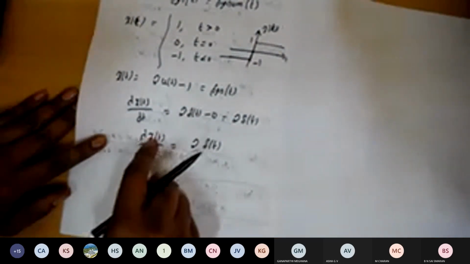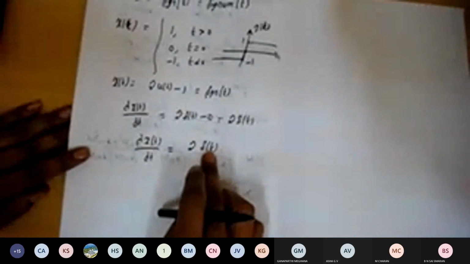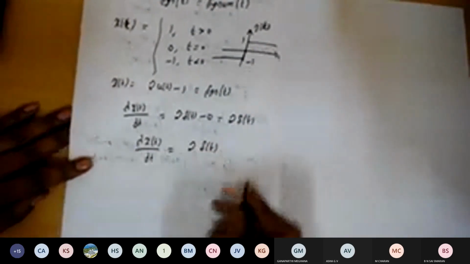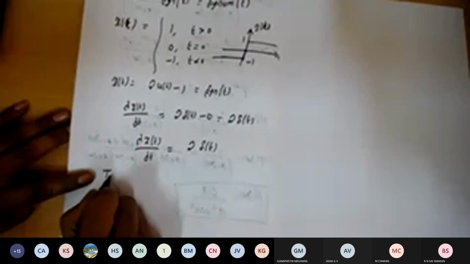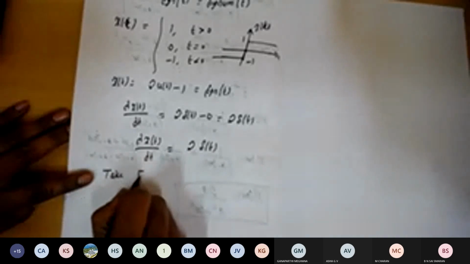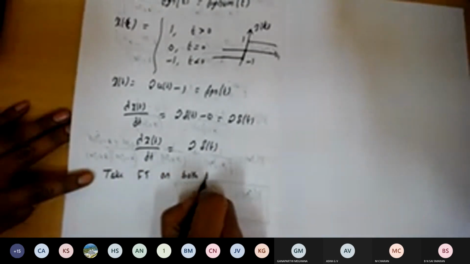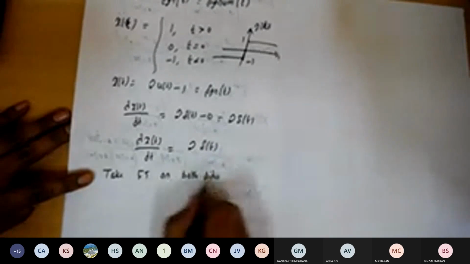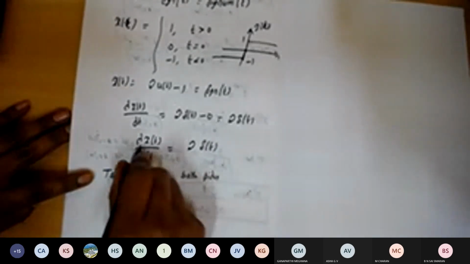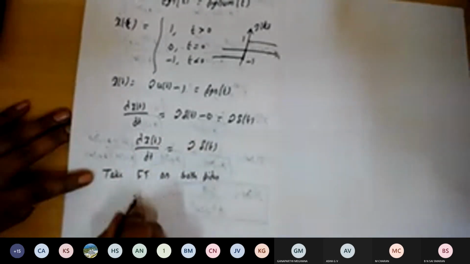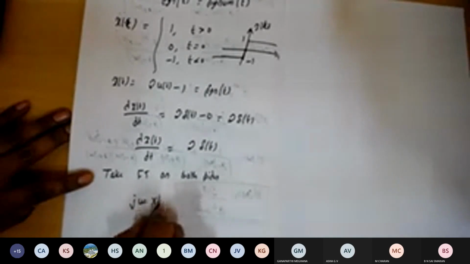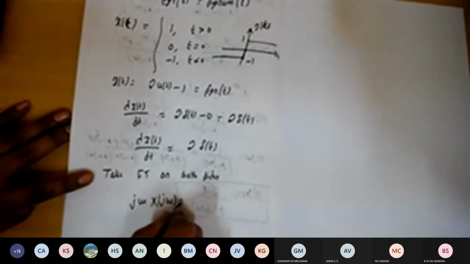So the Fourier transform of this one, as per this formula, is j omega into x of j omega. And the Fourier transform of impulse function we know is equal to 1. So we'll apply that one. Take Fourier transform on both the sides.